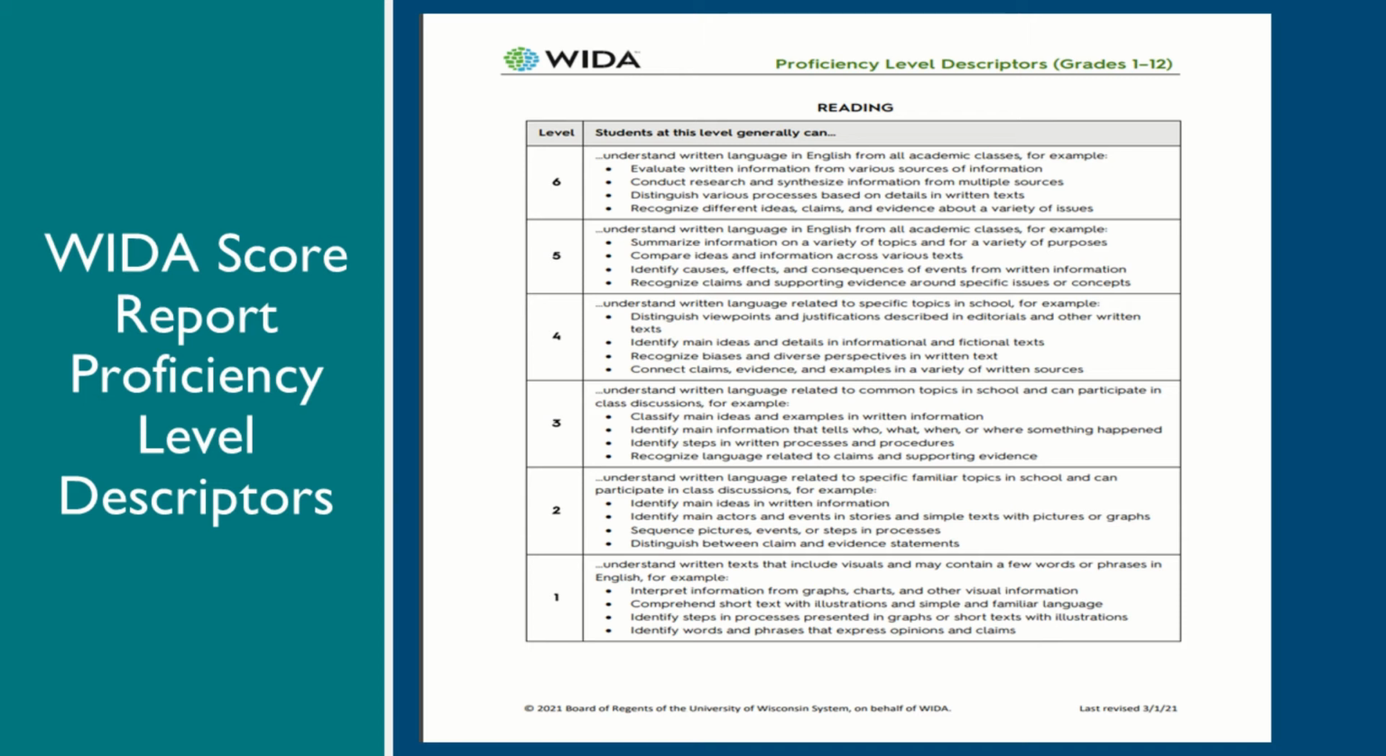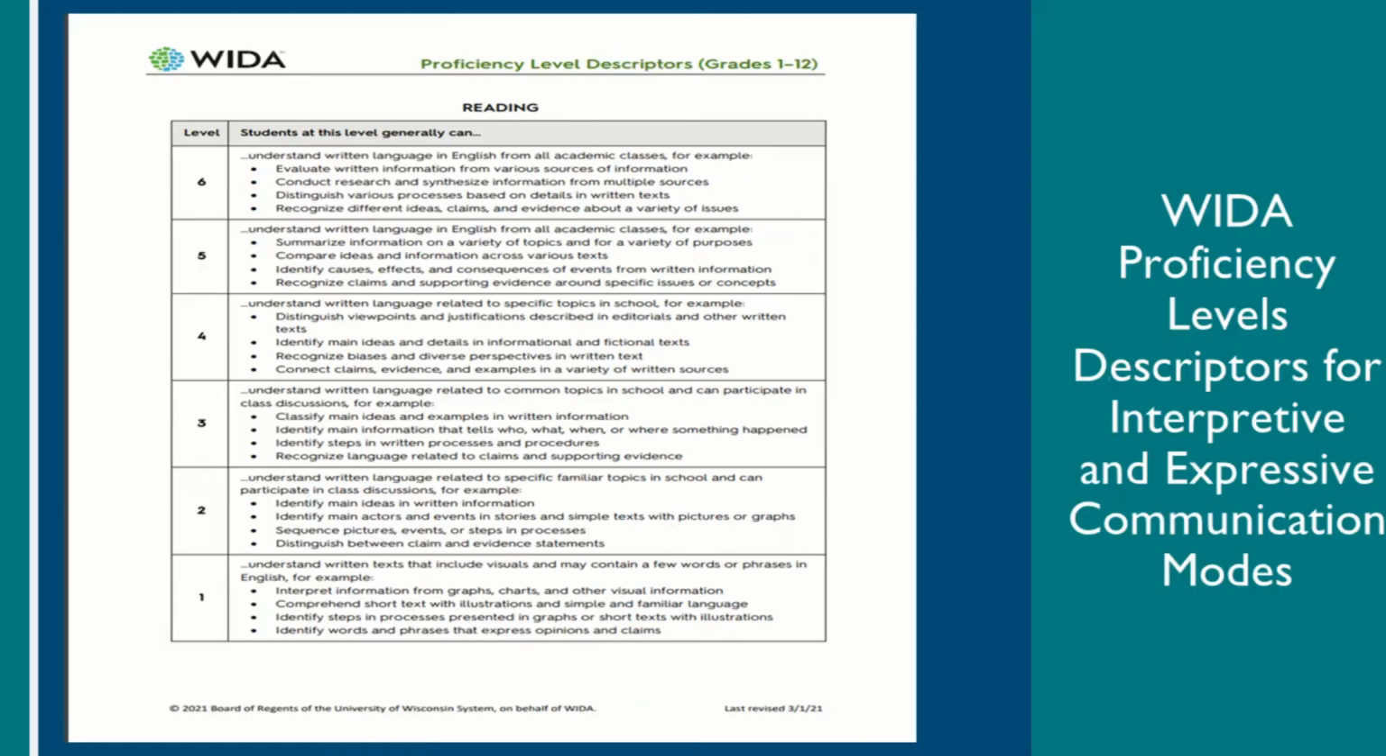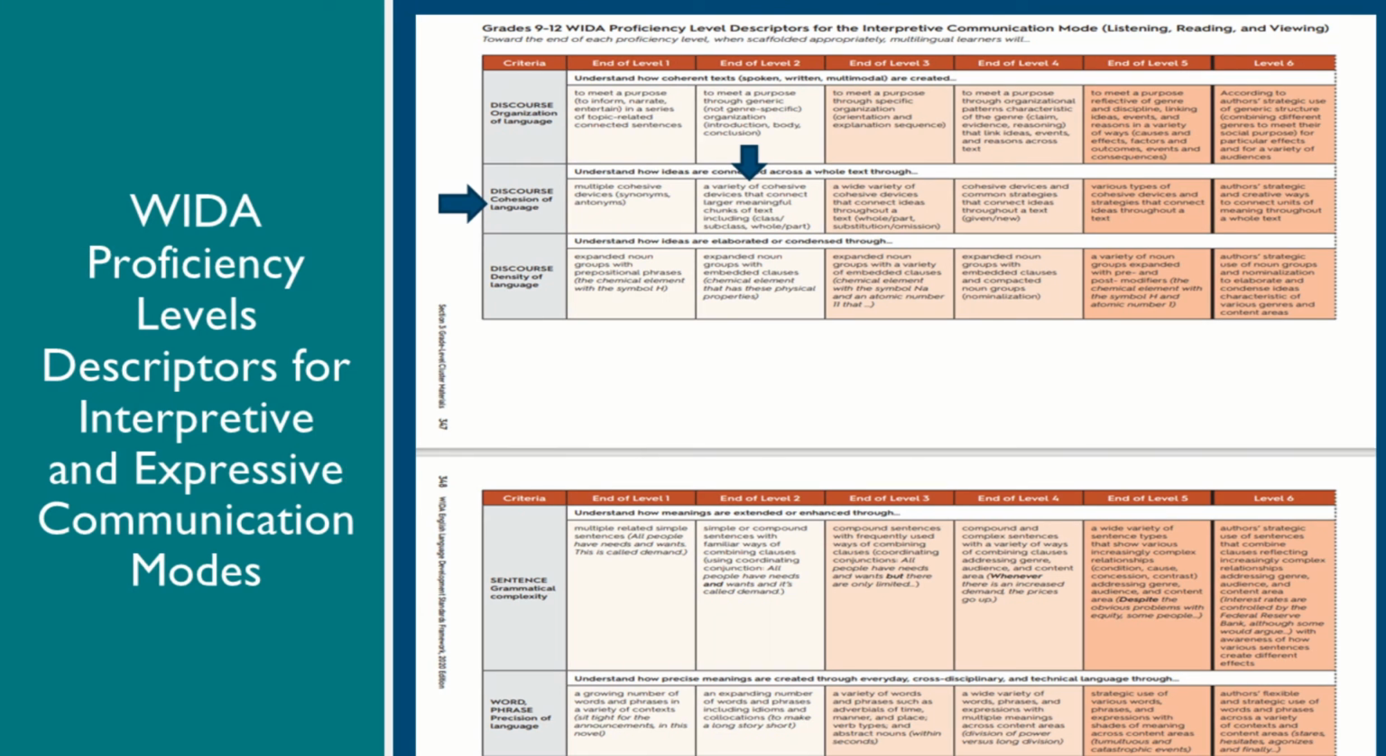They are interpretive scores and are based on scale scores. The proficiency level score describes the student's performance in terms of the 6 WIDA English language proficiency levels. A link is included in slide 28 to view interpretive scores for listening, speaking, reading, and writing. The following slide is the WIDA proficiency level descriptors for interpretive and expressive communication modes, which was also used for the lesson presented.